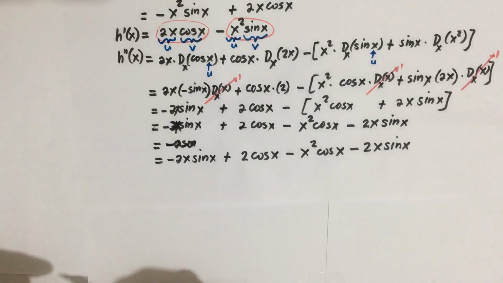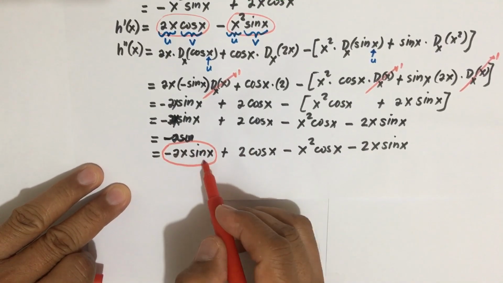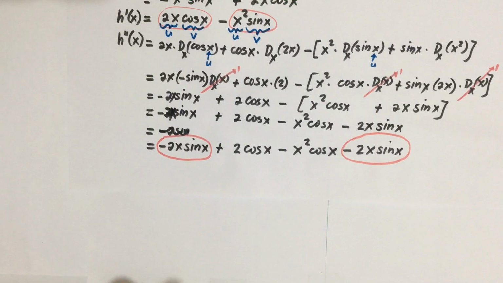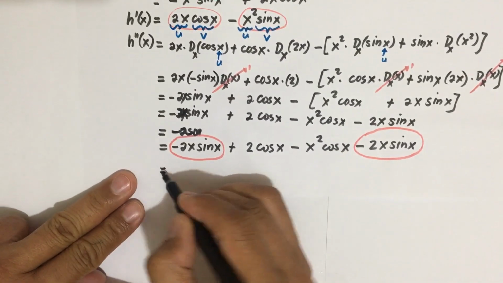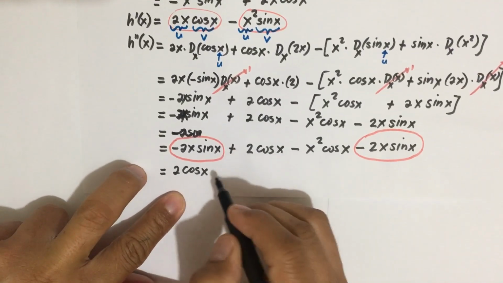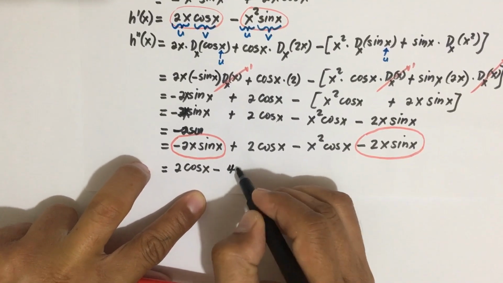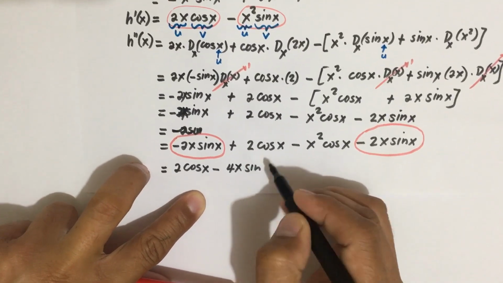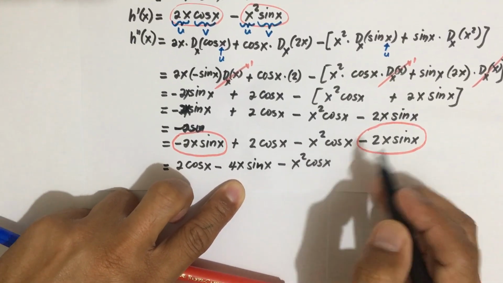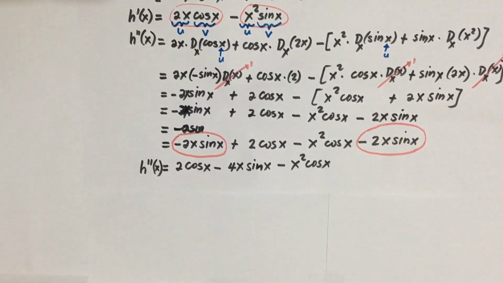Now combining similar terms, we have similar terms here. We have negative 2x sine x, and we also have negative 2x sine x. Alright, and then writing it, we have 2 cosine x minus, so when you add the terms, this becomes minus 4x sine x, then minus x squared cosine x. Alright, so this is our h double prime of x.